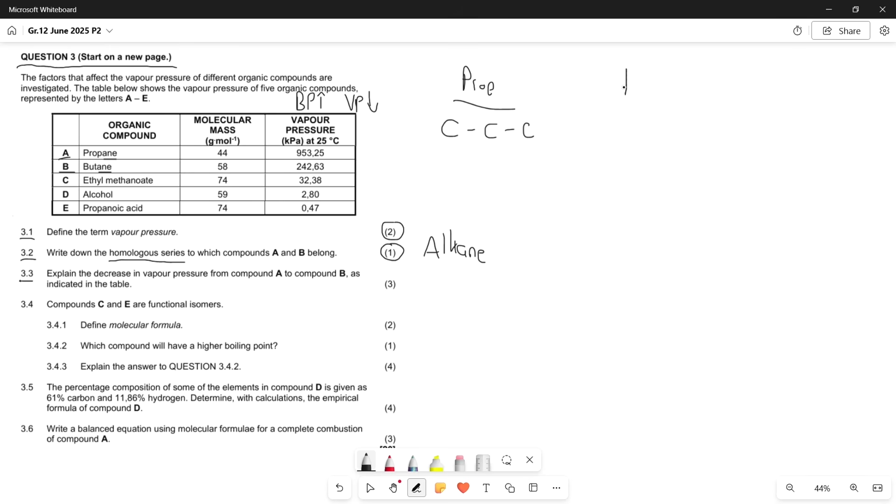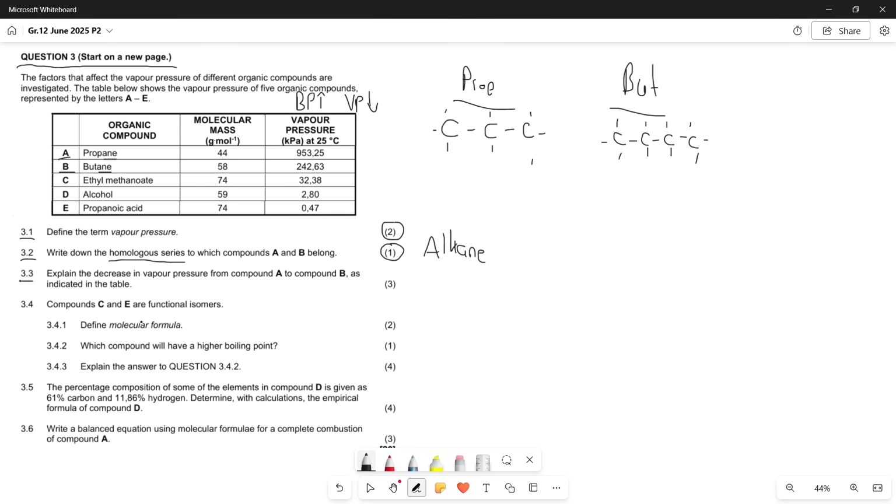And butane looks something like this, where we have meth, eth, prop, but. We have all our H's going around, and then what we can see is that the vapor pressure is lower for butane. And this makes sense based on our previous understanding because the boiling point is higher, and boiling point and vapor pressure are inversely proportional.